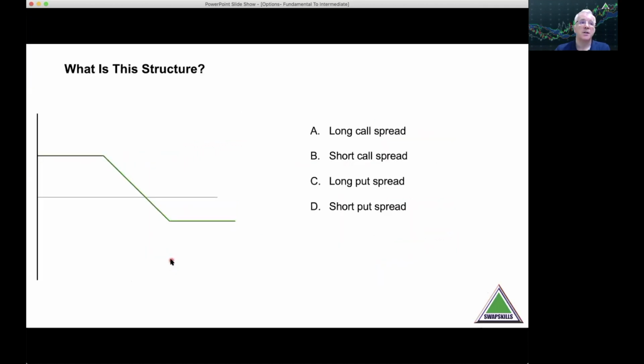So let's just have a look at this. What would you say this structure represents? Is it a long call spread, a short call spread, a long put spread, or a short put spread? Think about this.